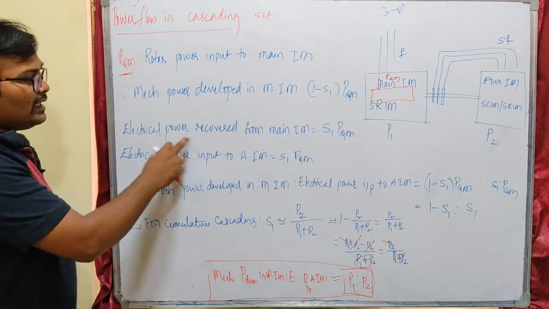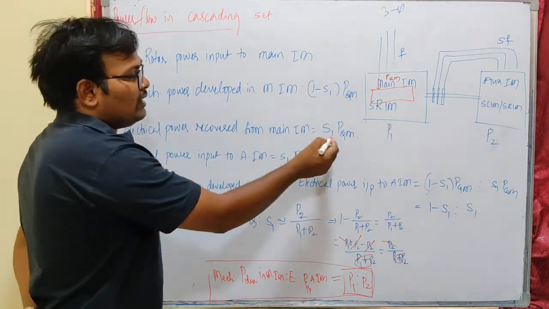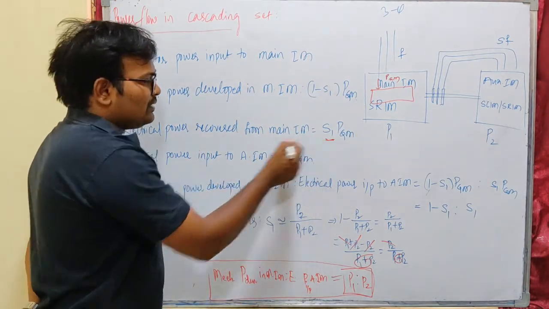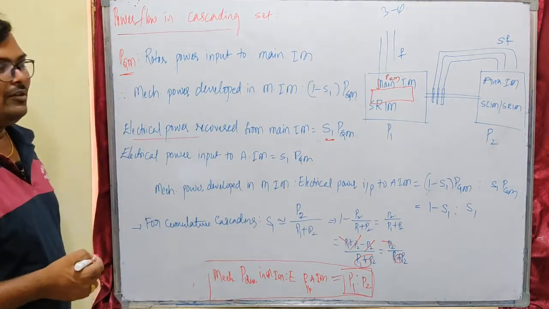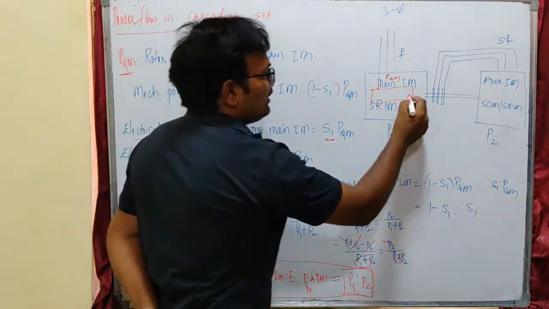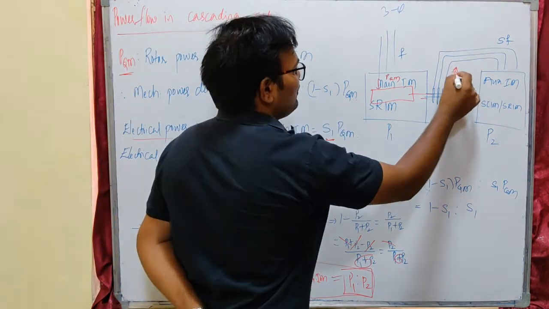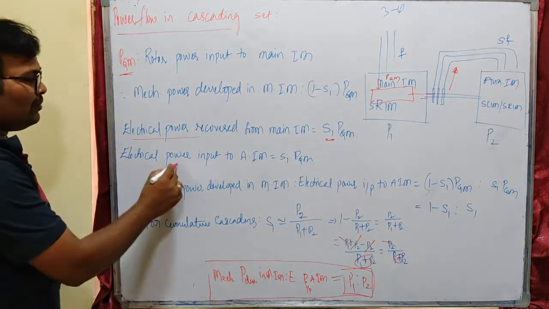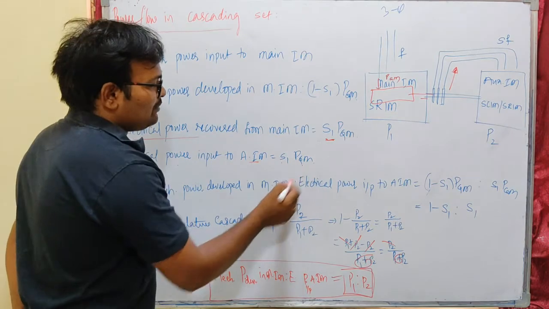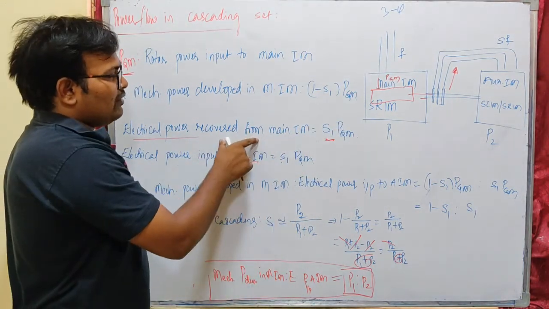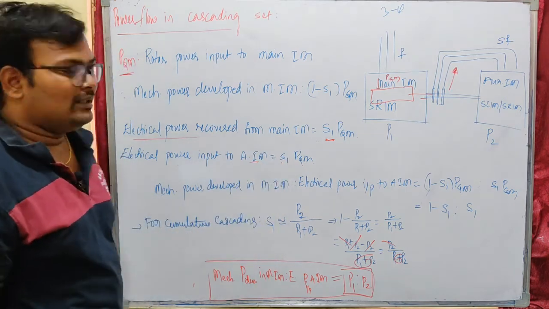Now let us see what is the electrical power recovered from the main induction motor. The recovered electrical power will be S times PGM. This is recovered from the rotor. This electrical power recovered from the main induction motor will be fed to our auxiliary motor as input. The electrical power input to the auxiliary induction motor is S1 times PGM, which is the electrical power recovered from the main induction motor. So this recovered power will be supplied to our auxiliary induction motor.